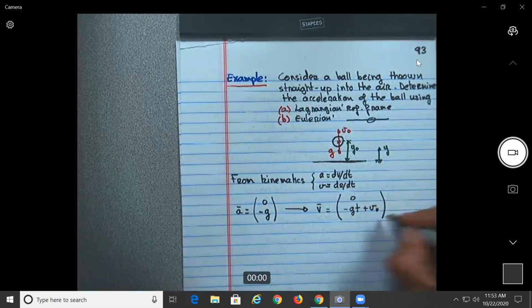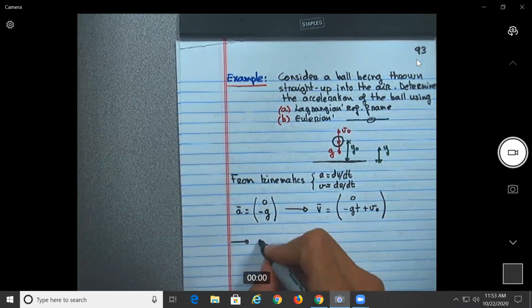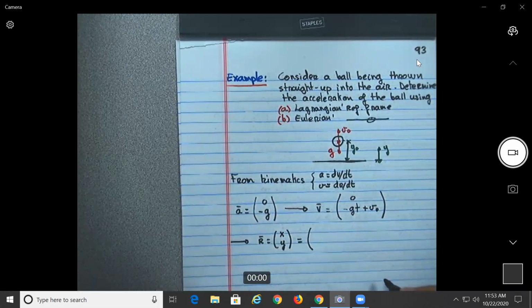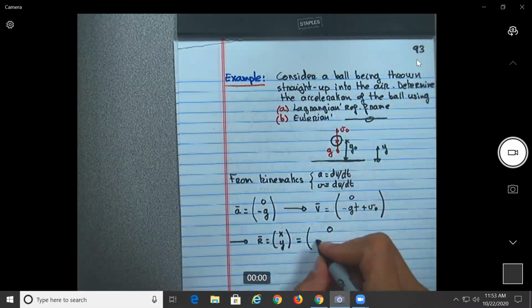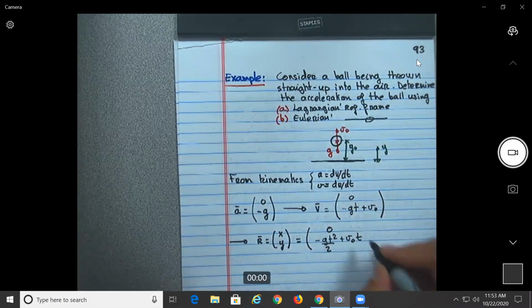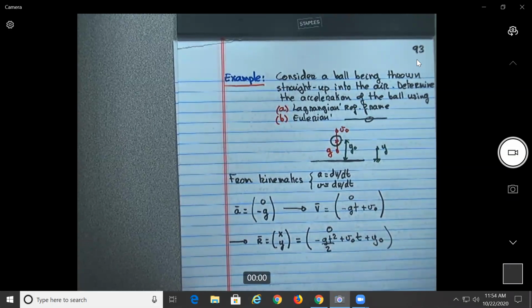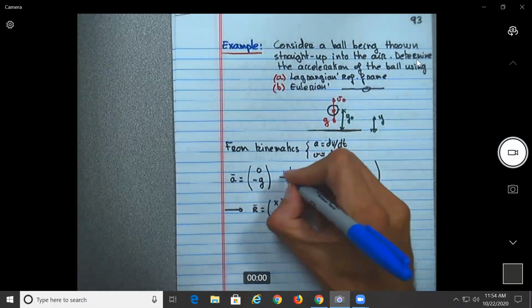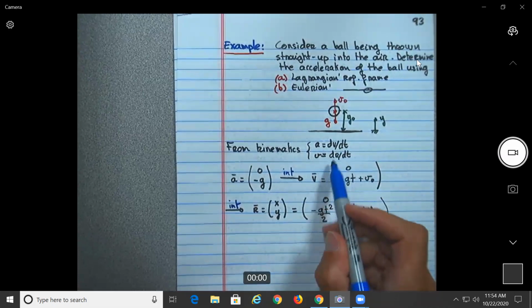Okay, and now you want to go from this one to the position vector that basically is xy. In this case, what are you going to have? You're going to have still 0 over here, and now you need to integrate this one. So if we start from this one, you will have minus gt squared over 2 plus v naught t plus y sub naught. I mean, this is basic physics, dynamics, basic stuff. But you integrate because you follow these two equations. Okay?